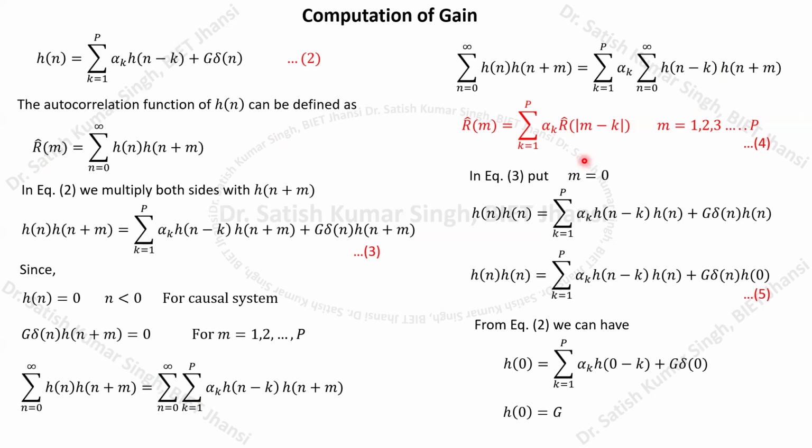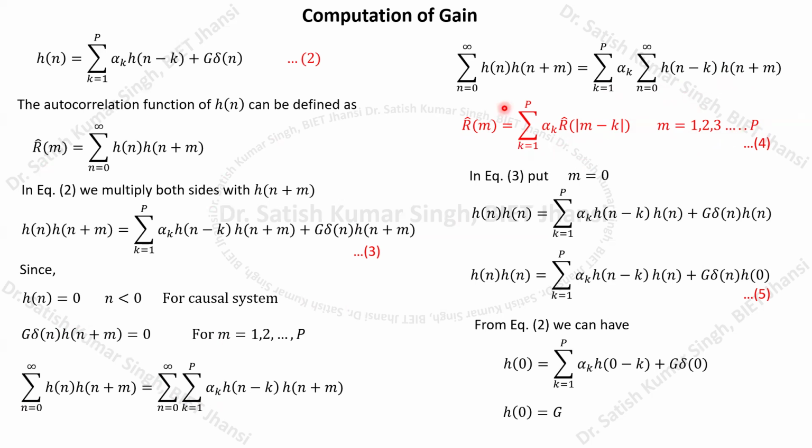Those who have any doubt about this equation, please refer to my previous lecture where I had already discussed these things. So this equation has been replaced by the autocorrelation function r cap of mod of m minus k, where m values run from 1 up to p. So this is the autocorrelation function r m.